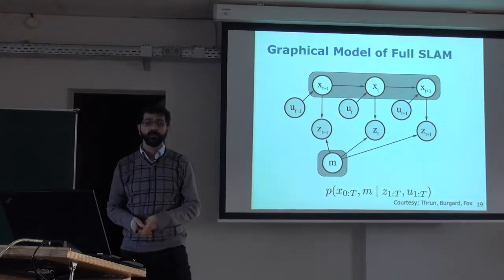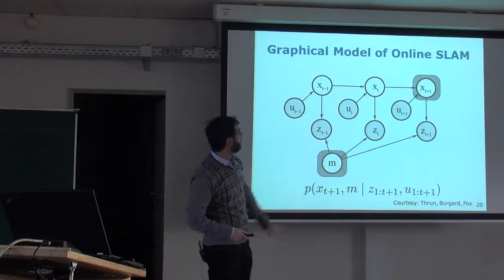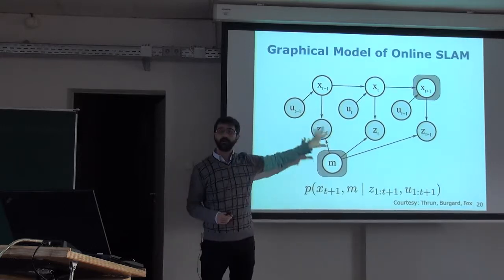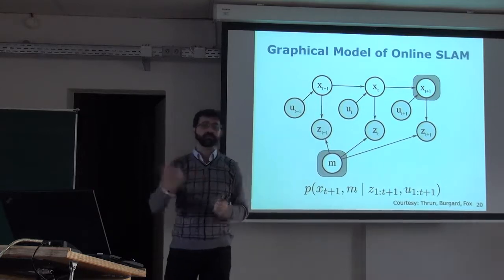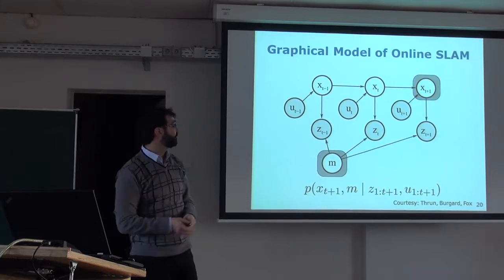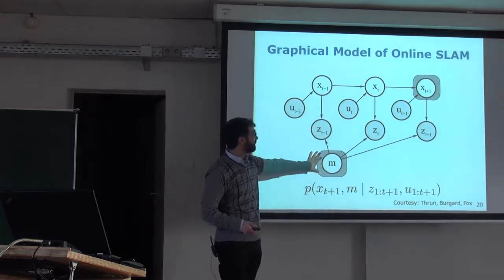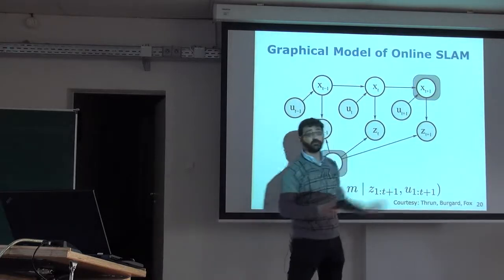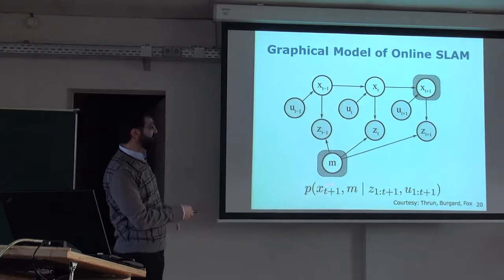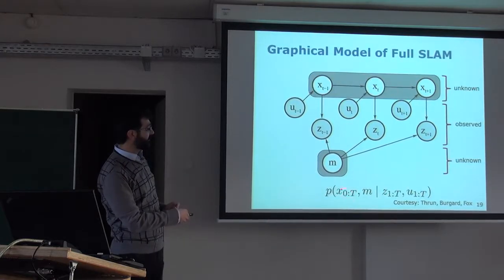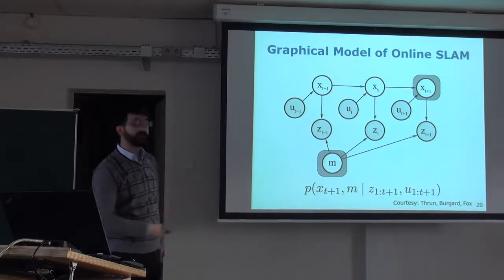Now we have an online SLAM problem where it's basically the same graphical structure behind, because the problem is the same, the relationship between the variables is also the same, but the difference is that we are now only interested in estimating the map and the last pose of the robot, but we don't care about the previous poses. And you can see it from here. Before we had all the path, and now we just have the final pose with all the measurements. Okay?